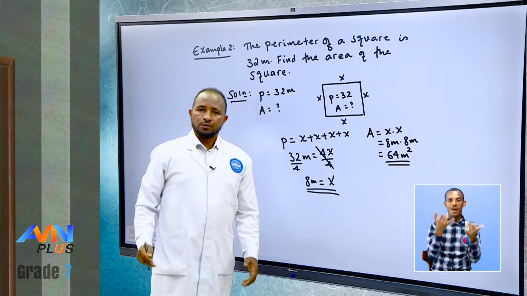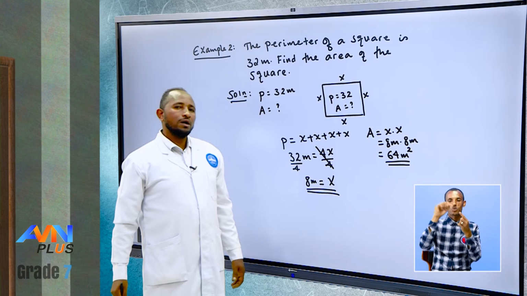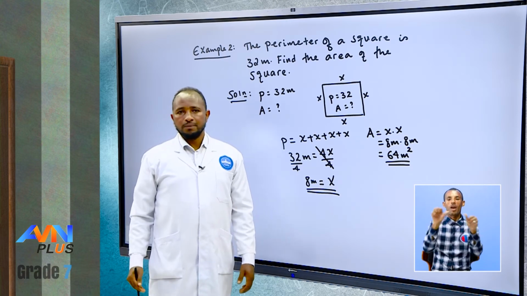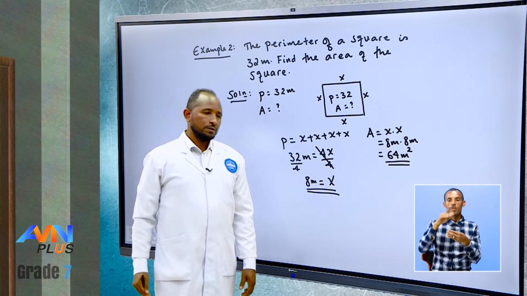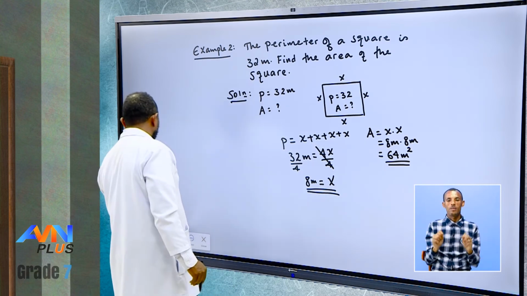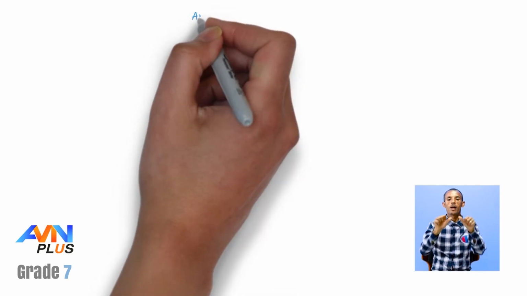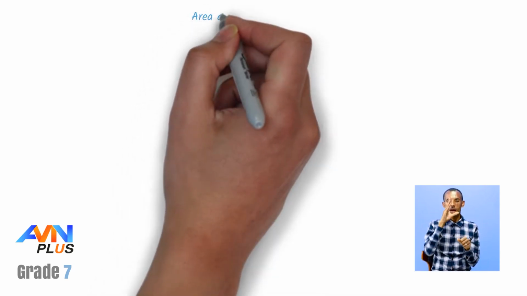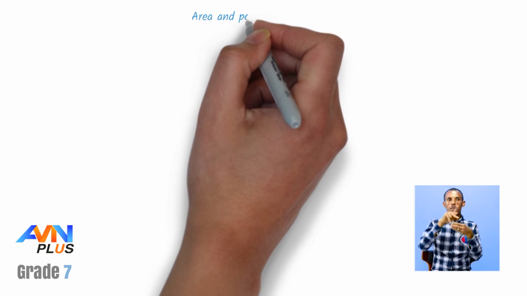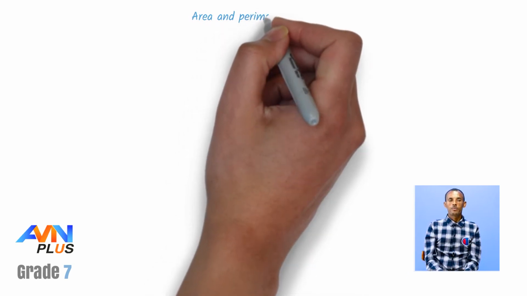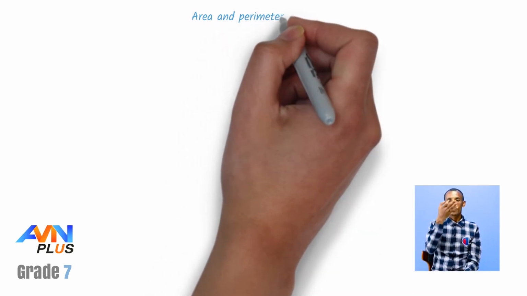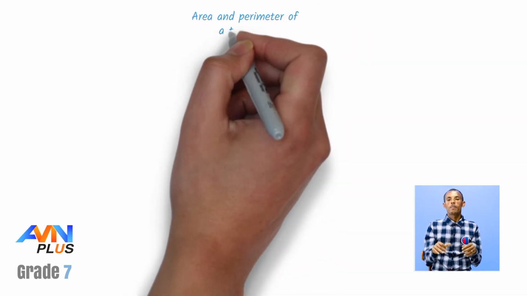Now let's proceed to how to calculate area and perimeter of triangles. Area and perimeter of a triangle.